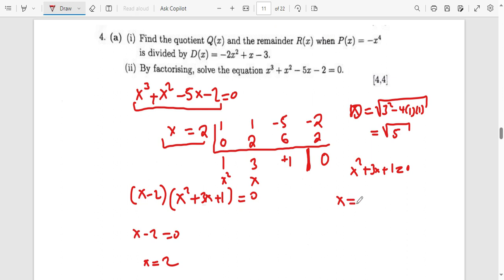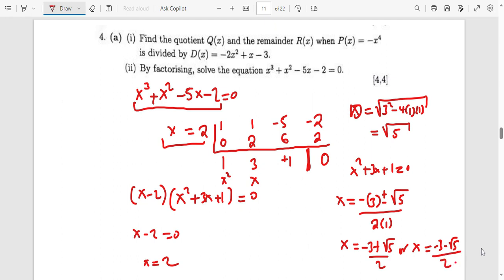So x is going to be equal to negative b, and b here is 3, plus or minus the discriminant, which is the square root of 5, divided by 2a, which is 2 times 1. Therefore x is going to be equal to negative 3 plus square root of 5 over 2, or x is going to be equal to negative 3 minus square root of 5 over 2. So these are going to be the solutions to this one.